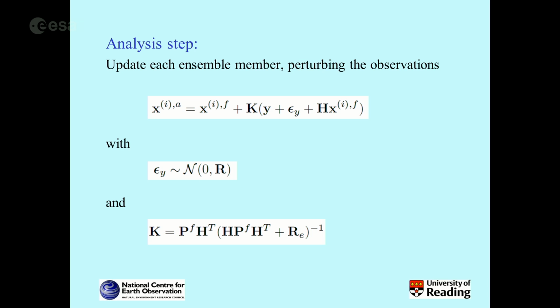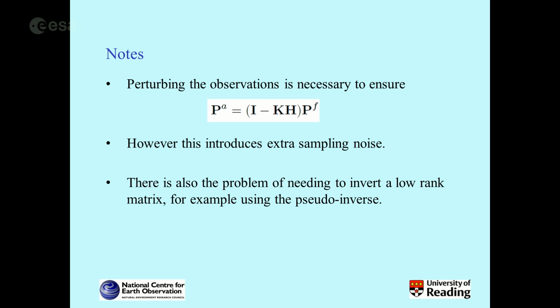So for each ensemble member, we add a different perturbation to the observation within its known error characteristics. Why do we do that? Well, it's in order to make things consistent. In order to ensure that what we know holds, that our analysis error covariance depends on the prior covariance according to this equation, you can show theoretically that by perturbing the observations, we can ensure that this holds. If we don't perturb the observations, then this doesn't hold exactly, and so we get an incorrect representation of what our analysis error covariance is.